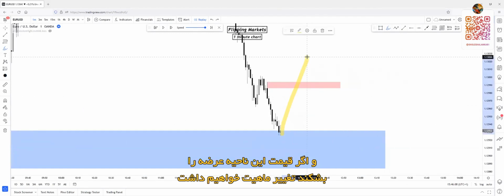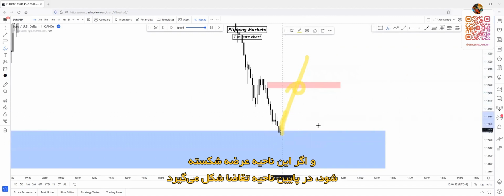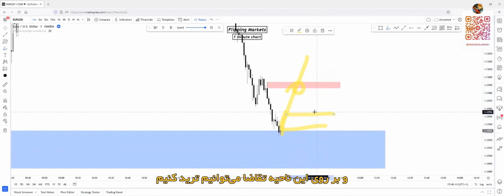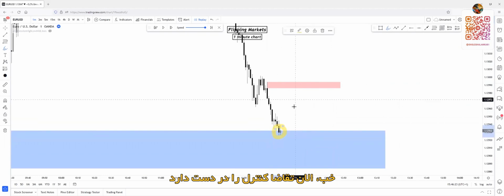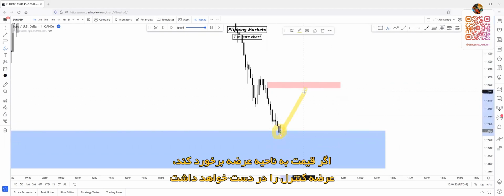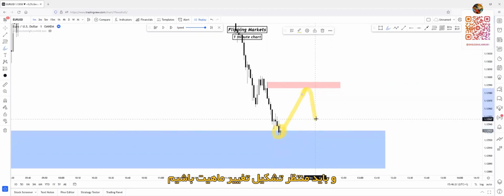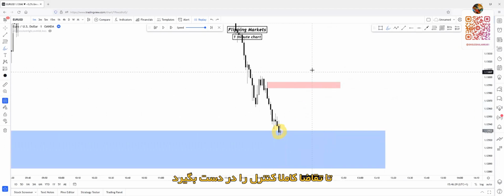If price breaks through this supply zone, that will be our change of character. And if this supply zone breaks, the demand zone will be formed, and we can hop in a trade on that demand zone that was formed by the break of this supply zone. Okay, but right now, demand is in control. If price taps this supply zone, supply will be in control. That's why we have to wait for a change of character to let demand be fully in control.